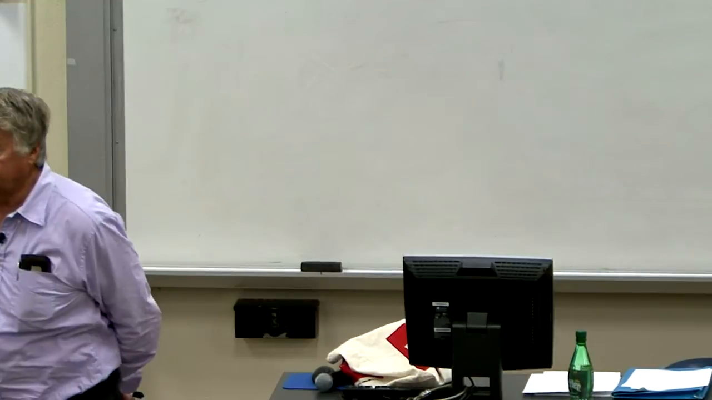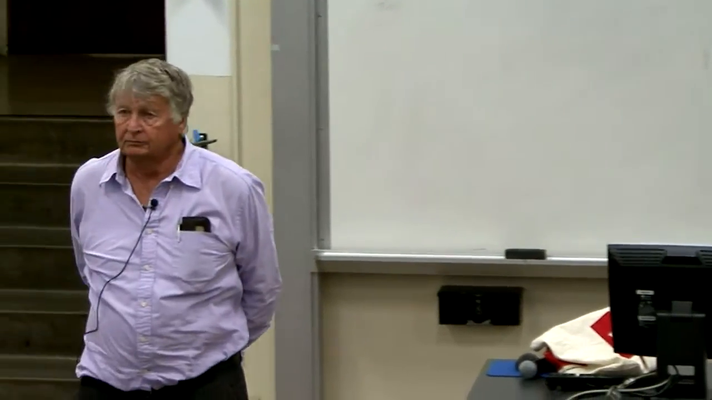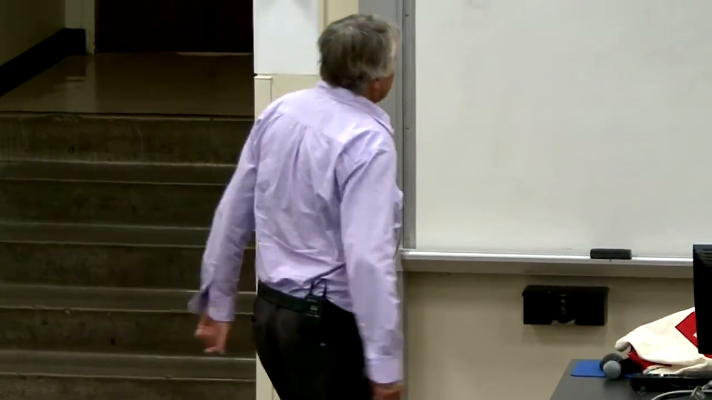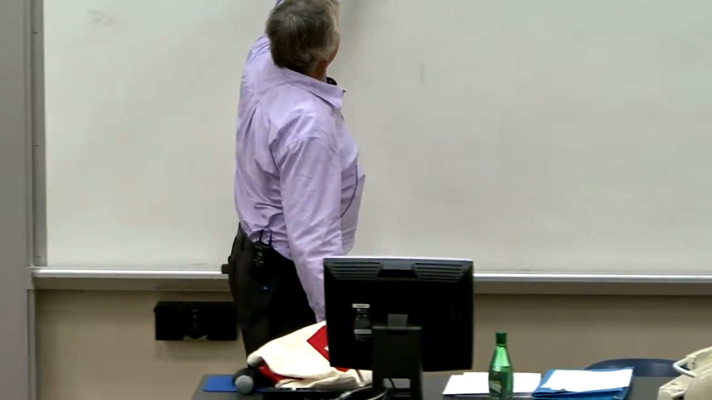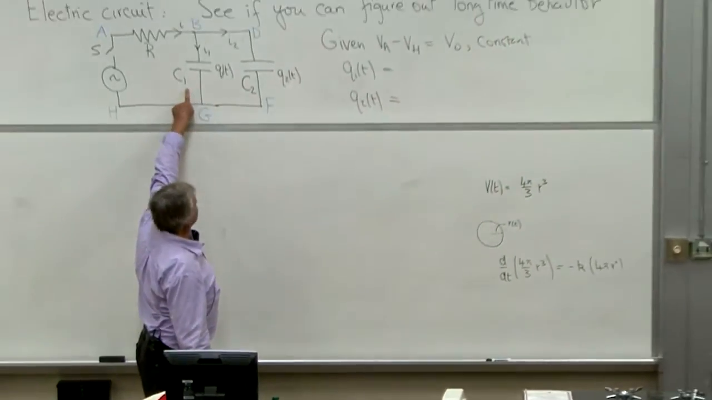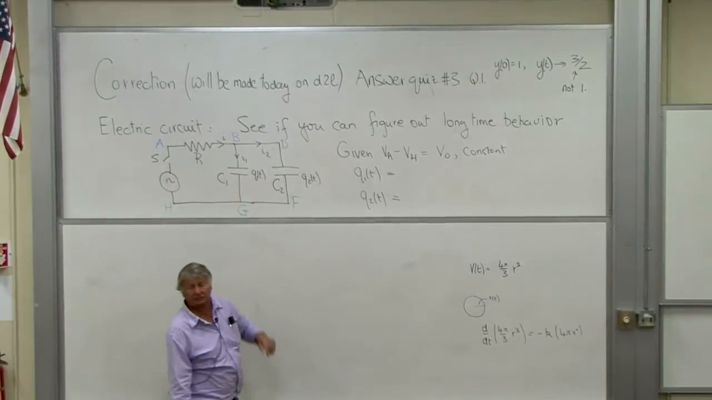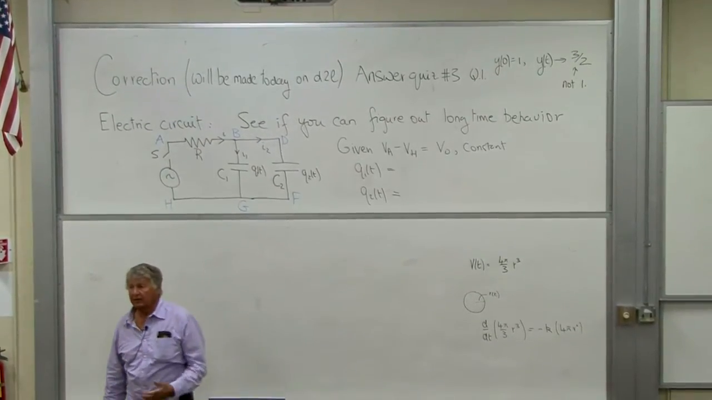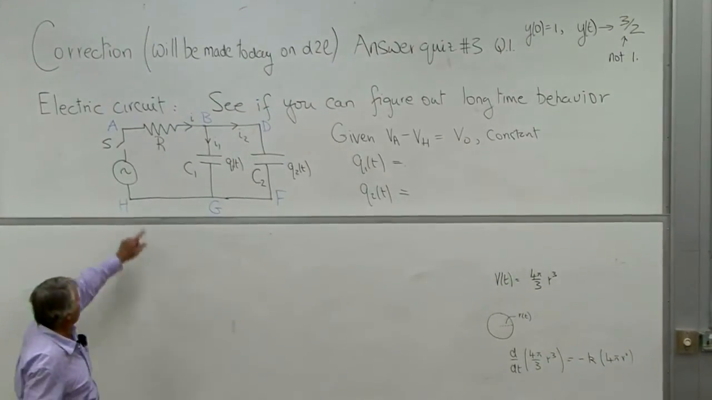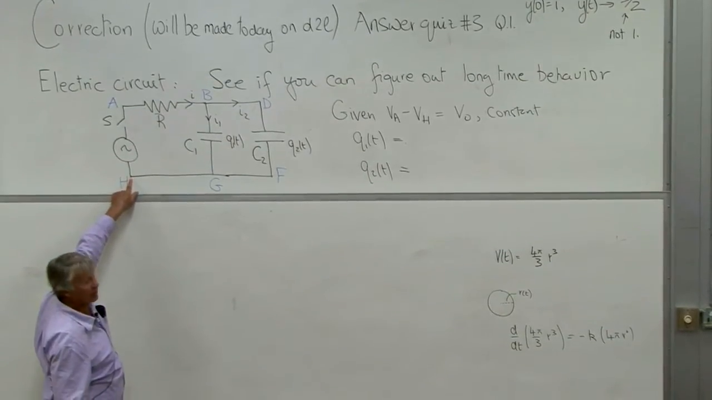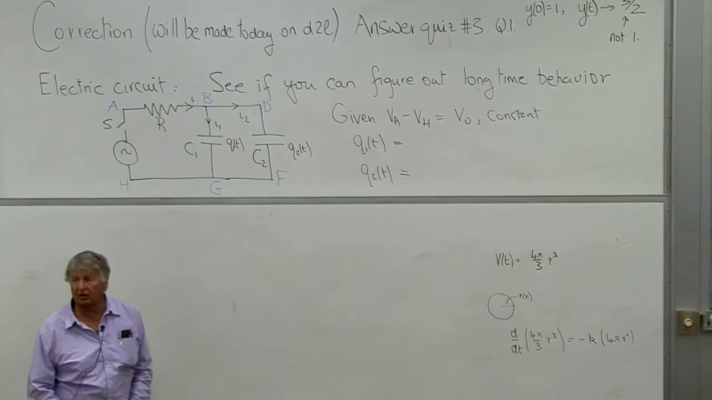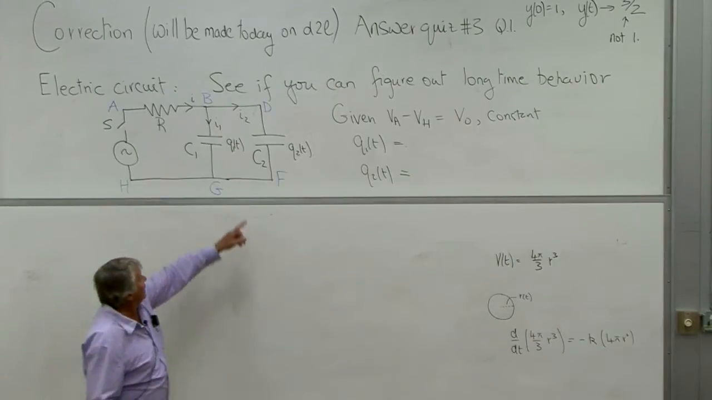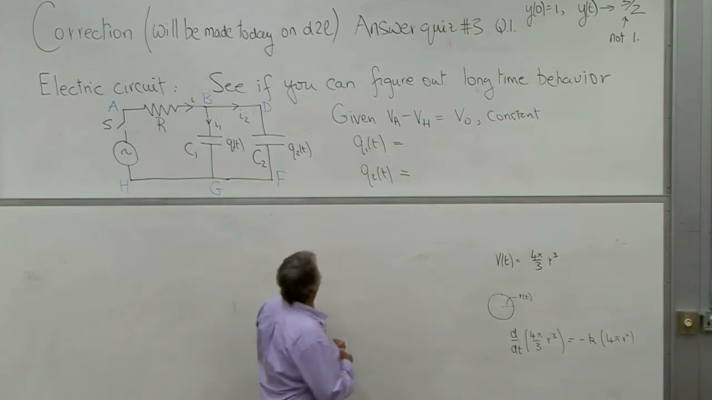All right, you can start by taking a few minutes, see if you can solve this electric circuit problem. You have two capacitors in parallel. One has capacitance C1, the other capacitance C2. We apply here a voltage V0 constant at time 0. We start off with 0 charge in both of them.